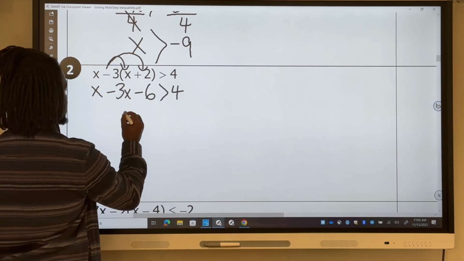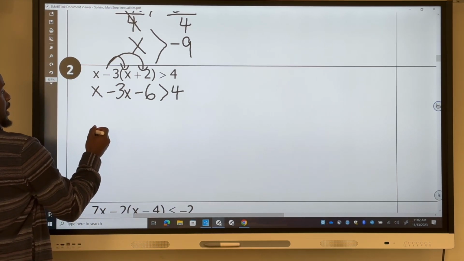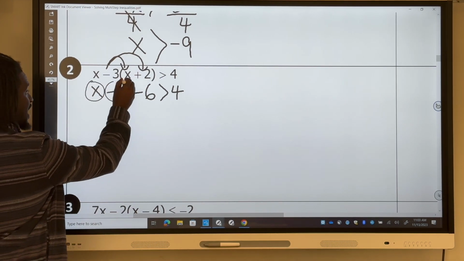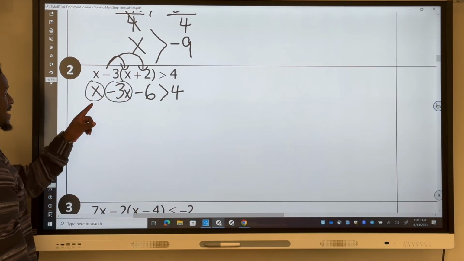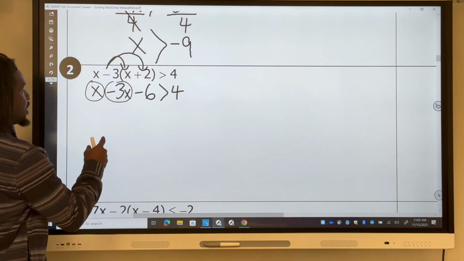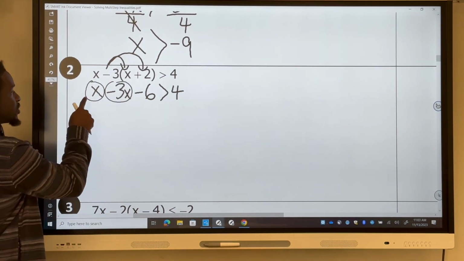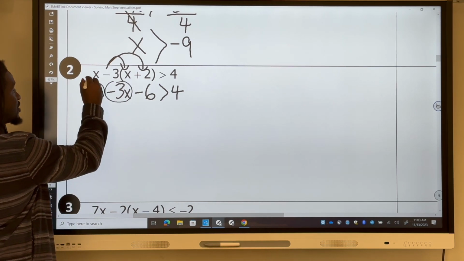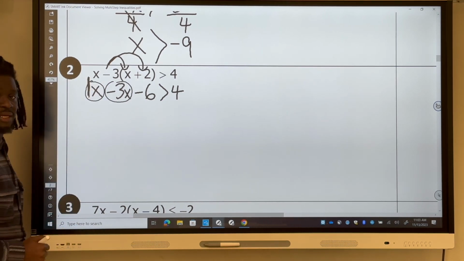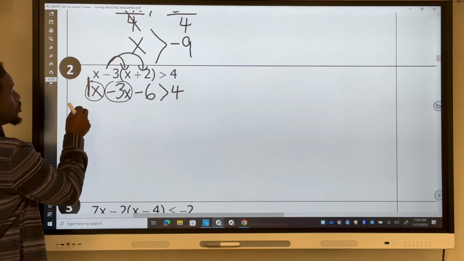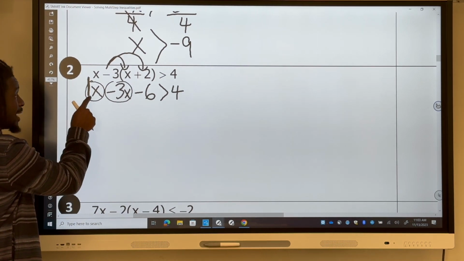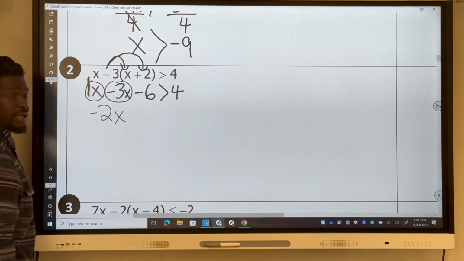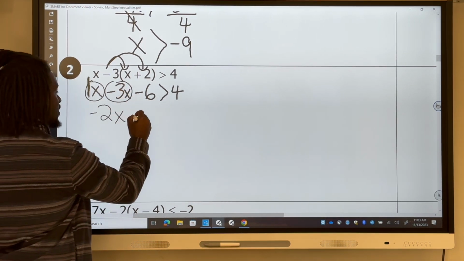Now, at this time, I'm going to combine the like terms. I have this x and this negative 3x. Now, when I combine those, even though there's not a 1 there, there is this invisible 1 that's there. So what we're doing when we're combining is we're doing 1 minus 3, which is going to give us a negative 2x. Then I'm just going to bring everything else down.